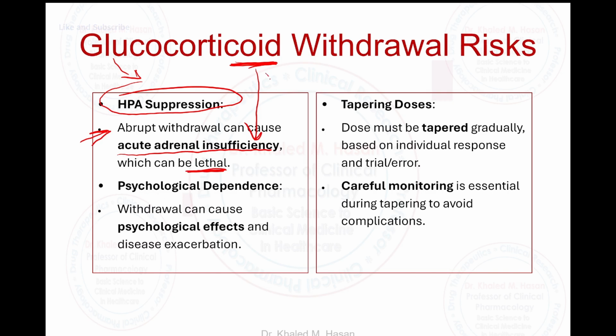Stopping this medication may also cause psychological disorders. For this reason, the recommendation is to gradually decrease the doses, and we have a regimen for that. For example, over 2 weeks, decrease the dose gradually with careful monitoring of vital signs and any complications that might happen. So the advice here is to decrease the dose gradually to avoid acute adrenal insufficiency.